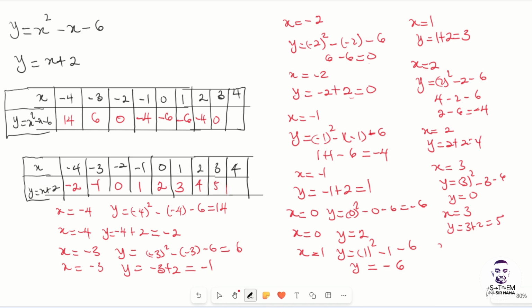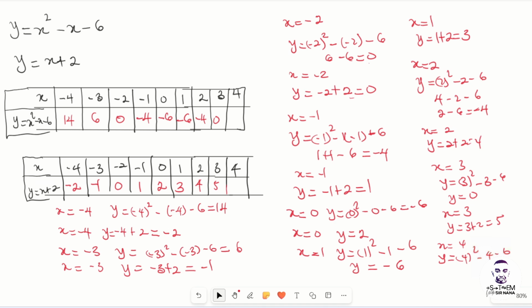Then finally, if x is equal to 4, we know that we are going to have our y equal to 4 all squared minus 4 minus 6. So in that case, you are going to have 16 minus 4 minus 6.